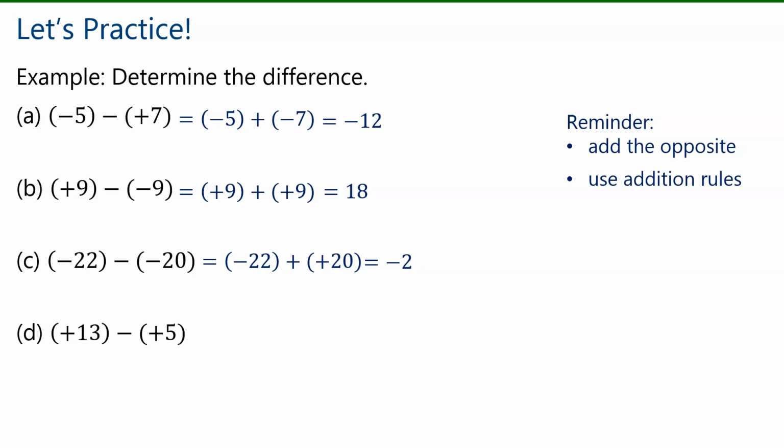Now for D, when you first see this, you might want to automatically just add the opposite. But you may want to consider that +13 is just the same as 13, and +5 is the same as 5. So this is simply 13 minus 5, which is 8. So in order to subtract, you need to make sure you're comfortable with your addition rules. So now you can move on to the next video in this lesson.